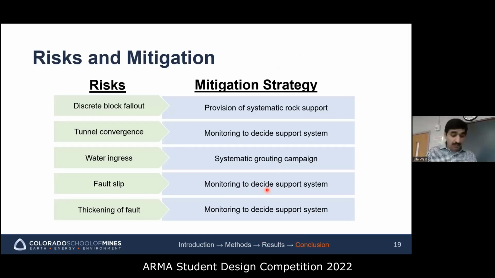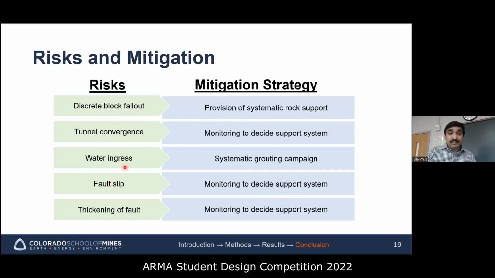Here we come with the risk and mitigation strategies. Regardless of the construction method, risk and mitigations are assessed after choosing the tunnel depths for 2 scenarios. Keeping in view both scenarios, TBM tunneling will mitigate most of the risks, but in case of NATM or SEM tunneling, the critical sections may have a discrete block fallout, which can be mitigated by providing systematic rock support. Another scenario is tunnel convergence that may be symmetrical or asymmetrical, that requires continuous monitoring to analyze against critical values, and then a support system can be decided accordingly.